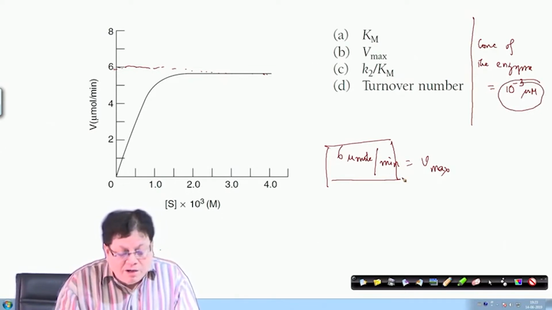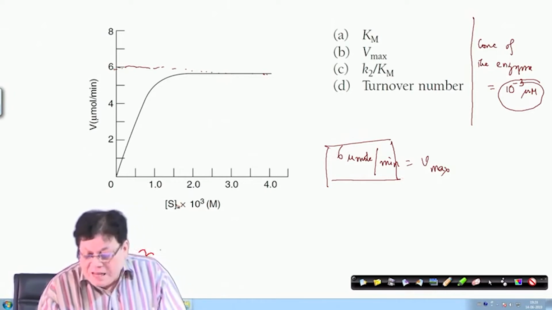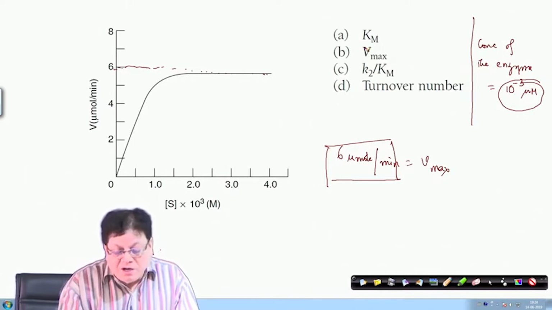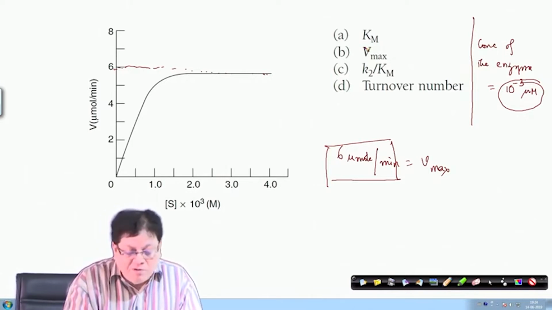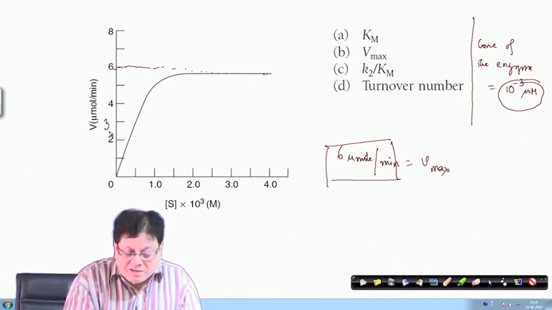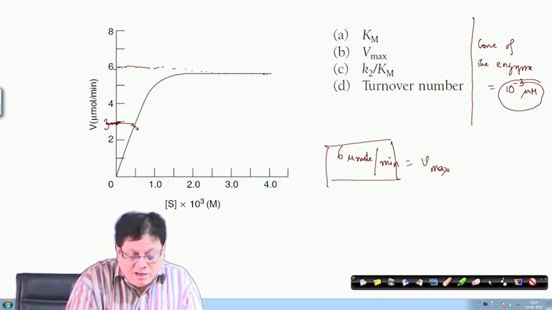Now, how do we calculate the value of Km? Km is basically the substrate concentration needed to reach half of Vmax. So, what is half of Vmax? Half of Vmax is 3. So, this is the line denoting half of Vmax. You just draw this line and then see what the value on the x axis is.